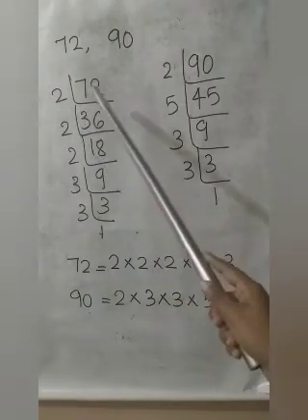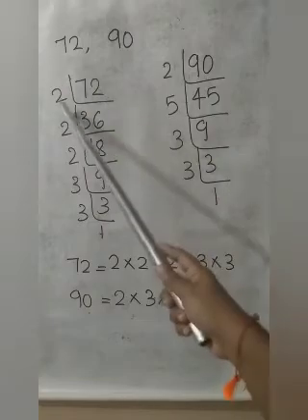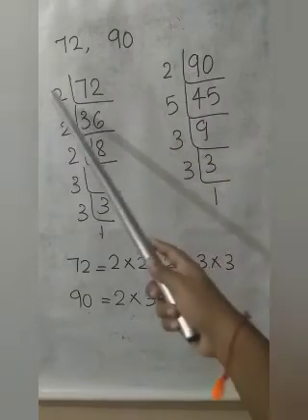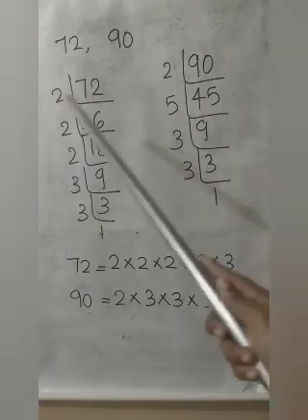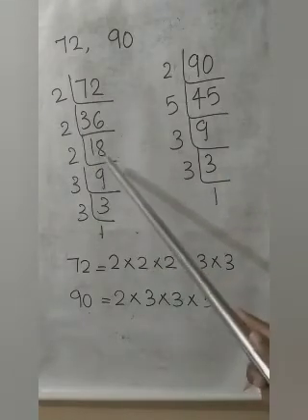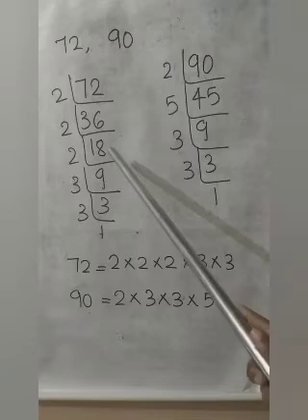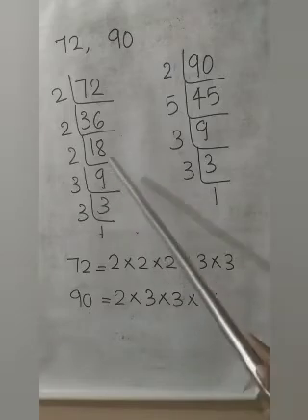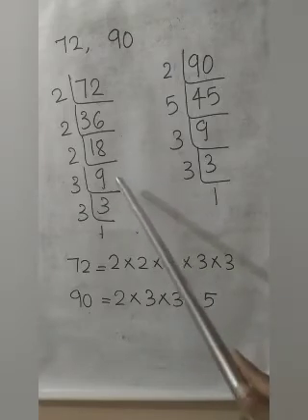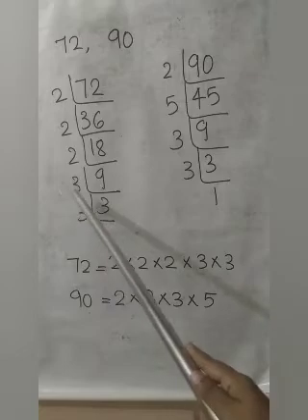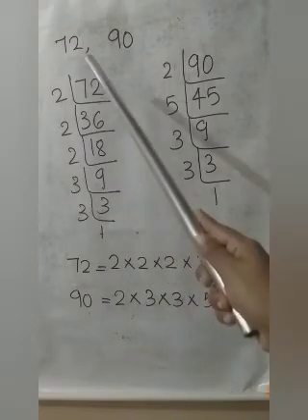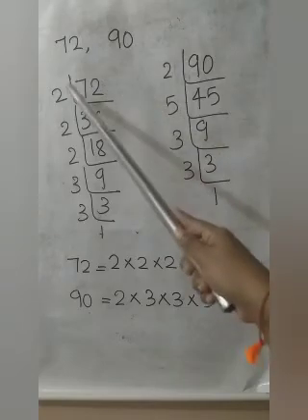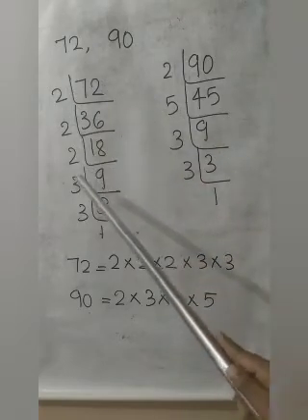So here 72 is an even number and 2 is divisible. So when dividing 72 by 2 we are getting 36. Again 36 is an even number, so I divided by 2, I am getting 18. Again if I divide 18 by 2 I am getting 9. 9 is not an even number, so 9 divided by 3, what we get? 3. Again 3 is a prime number, so 3. So what is the prime factorization of 72? 2 into 2 into 2 into 3 into 3.